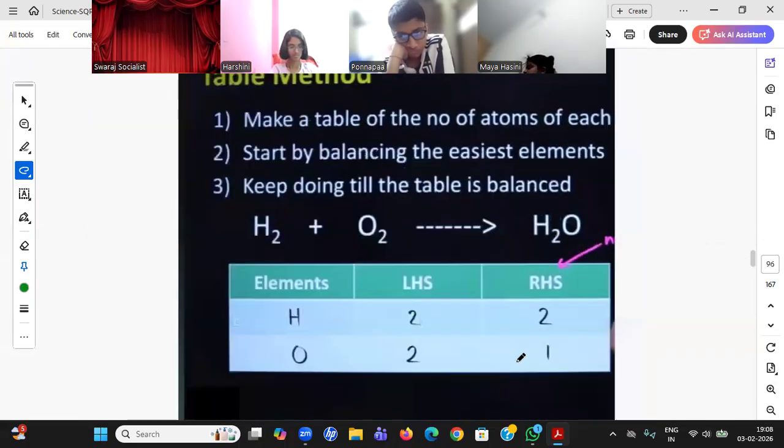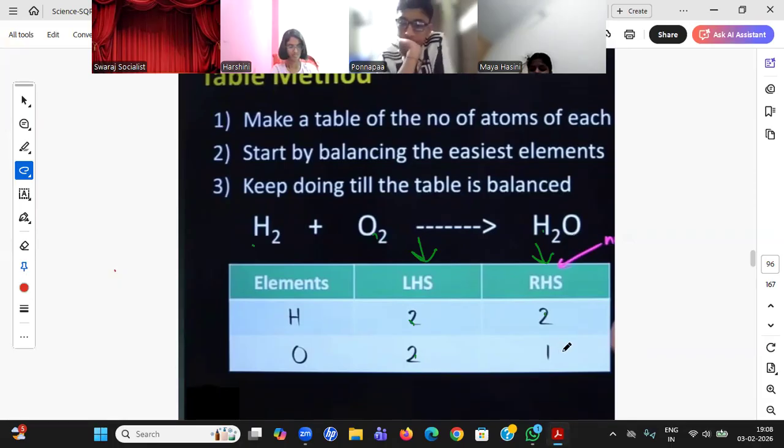So take the number of atoms of each element. Hydrogen is 2, oxygen is 1. Did you all understand? Table method means you write a table, write which elements are there in the chemical equation, and choose left hand side and right hand side. Left hand side: hydrogen 2, oxygen 2. Right hand side: hydrogen 2, oxygen 1. Now are they balanced? No, they are not balanced.